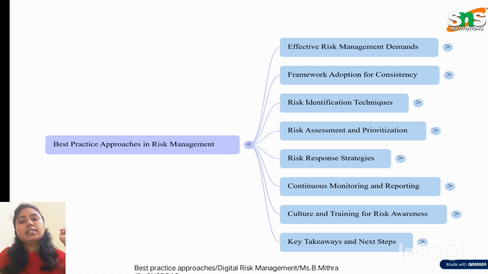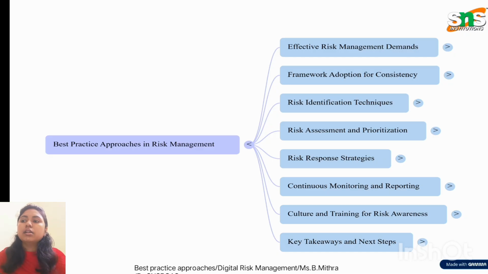And then the next thing is culture and training for risk awareness. Yes, of course, each organization has its own culture and certain rules and regulations. So we have to give risk awareness accordingly.